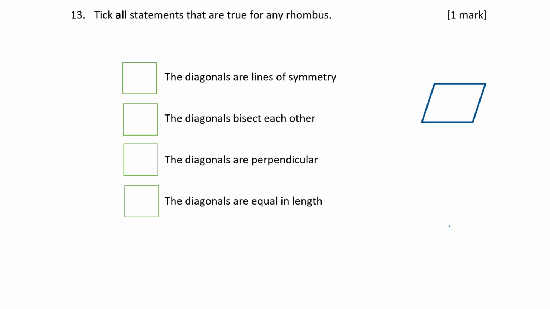Are the diagonals lines of symmetry? If I was to draw the diagonals on this, one going that way and one going that way, are they lines of symmetry? You can see clearly that they are, so I'm going to tick that. Do the diagonals bisect each other? Does this line get cut in half by this line?